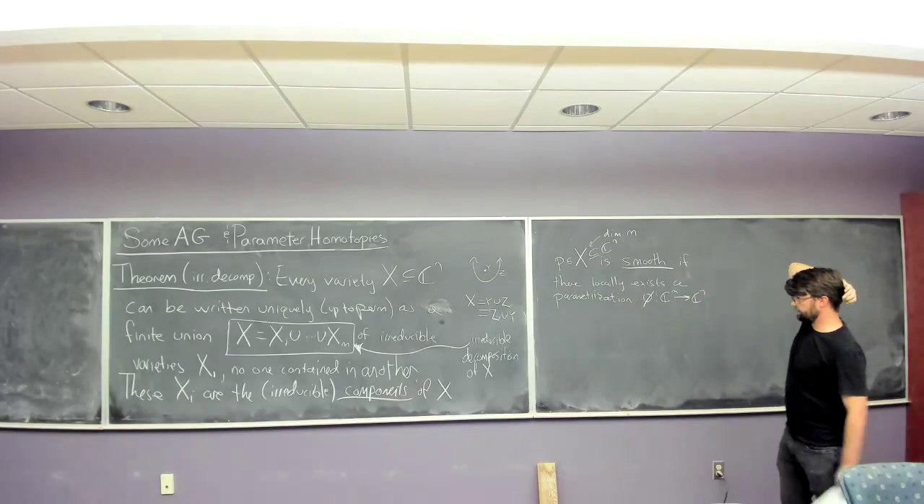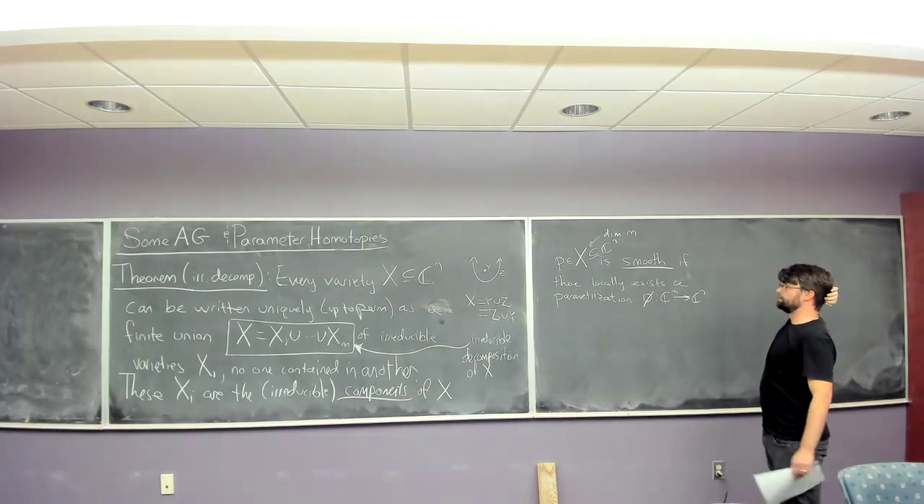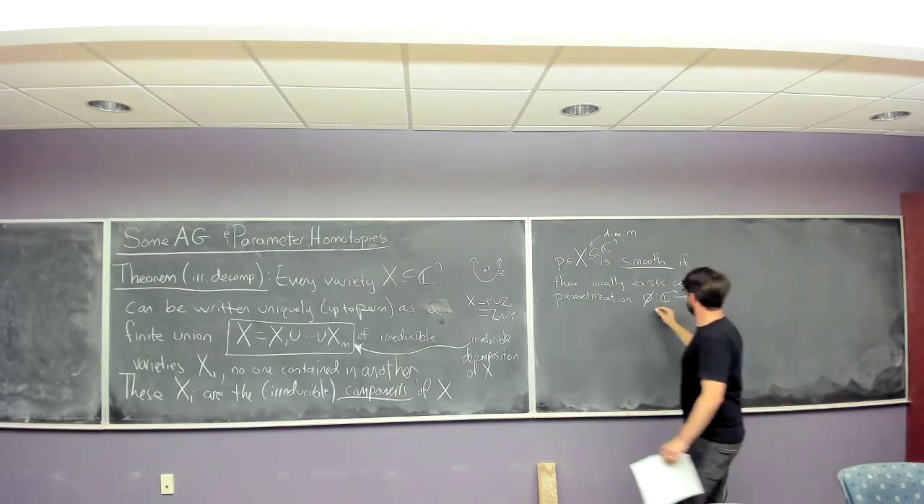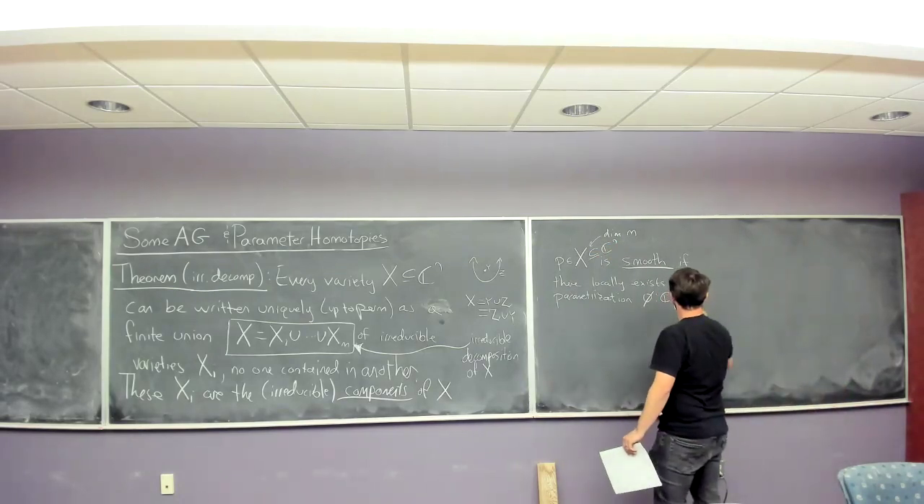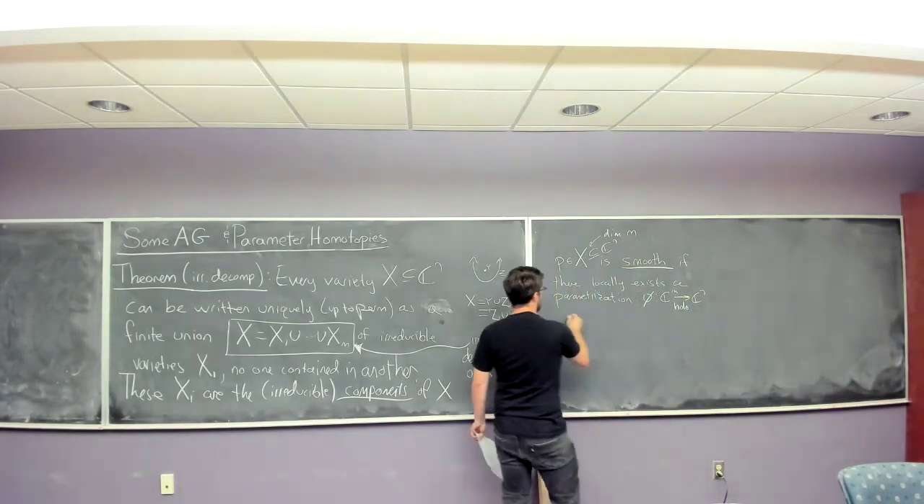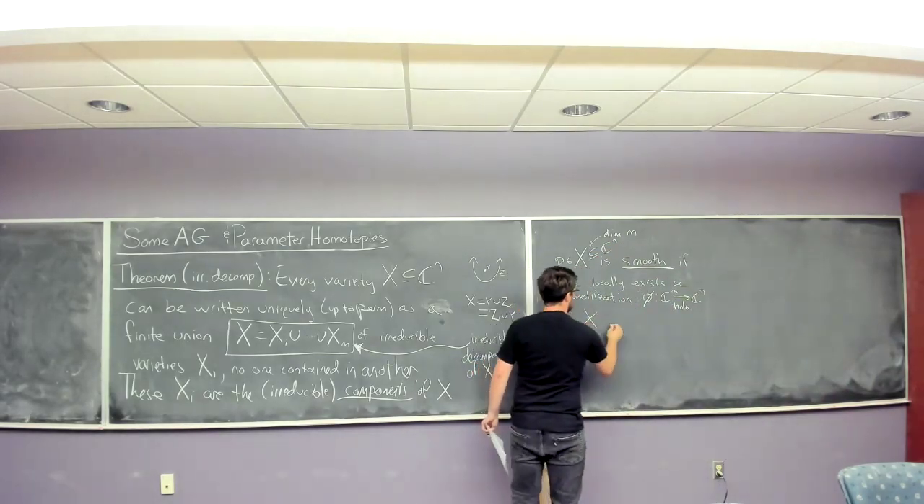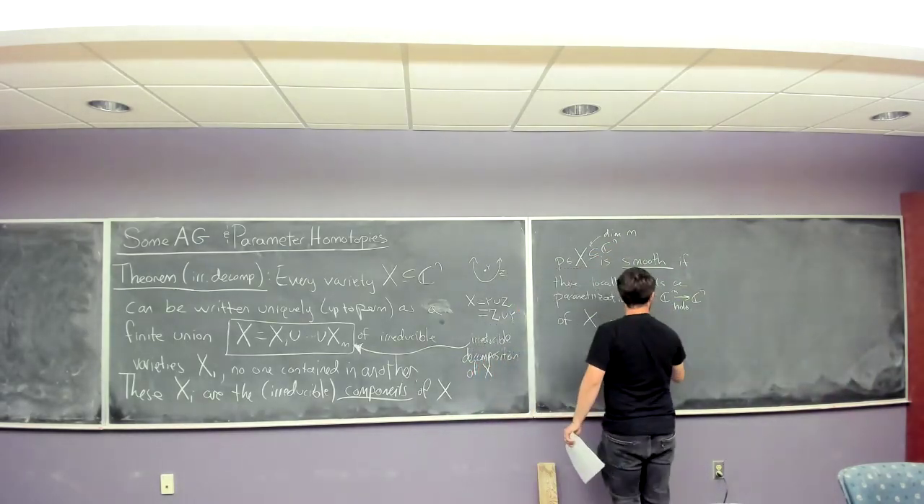So a point on a subvariety of C to the n of dimension m is called smooth if there locally exists a parameterization of X near P.